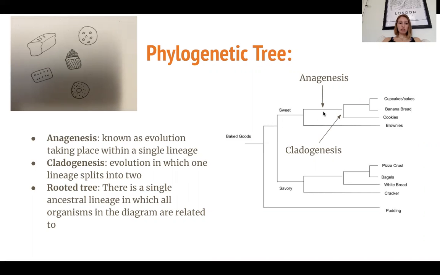Now, anagenesis right here is the vertical line. Actually, it's like all the vertical lines, and it's where evolution is taking place, but it's still within one species. While cladogenesis is all of the horizontal lines, and it's the point in time where one species will split into two because of all of the evolutionary differences that have occurred. For example, this could be between cupcakes and banana bread.